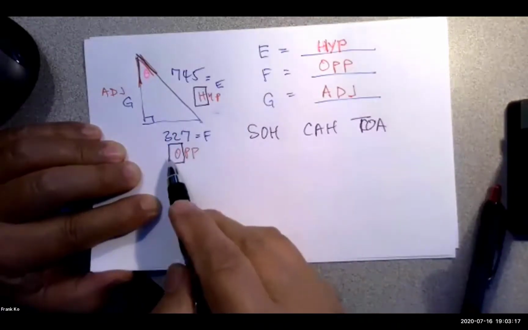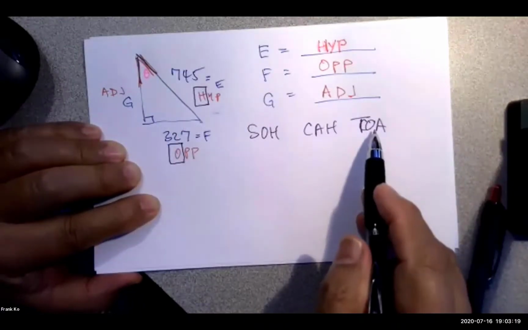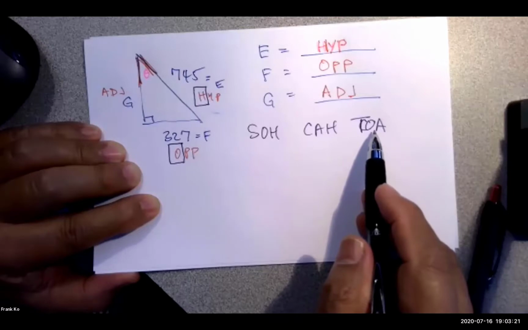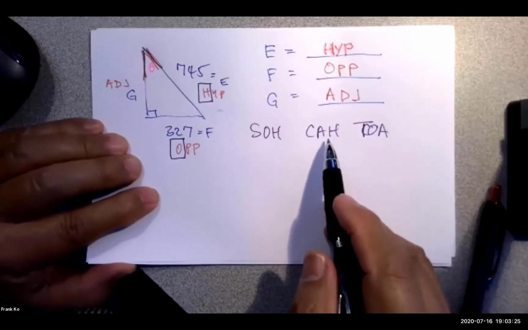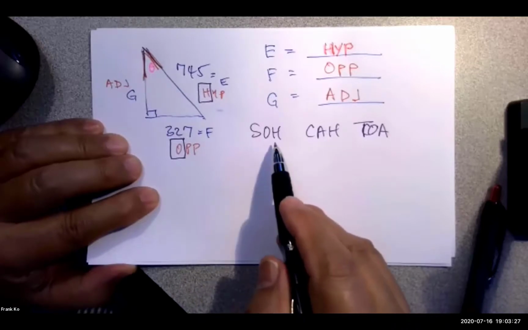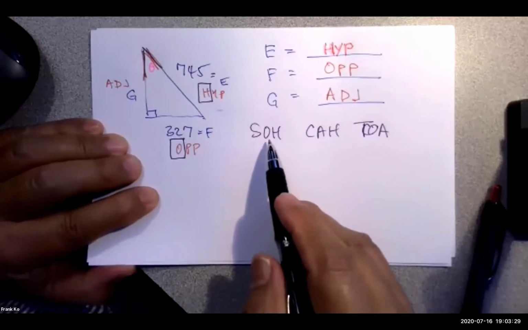O and an H. Does Toa have an O and an H? It has an O, but no H. Does Cah have an O and an H? It has an H, but no O. Does Soh have an O and an H? It does. So cool.